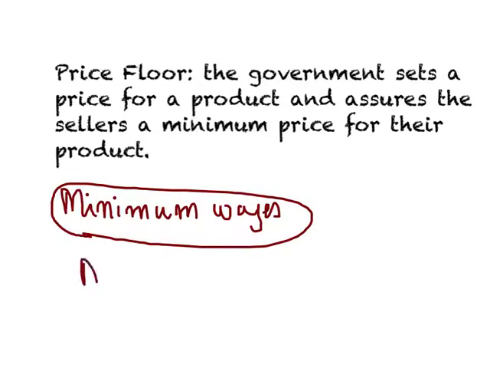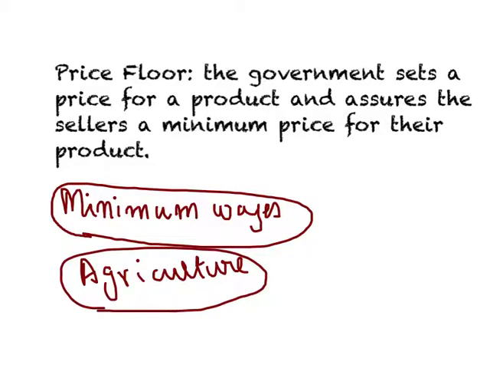For example, in agriculture, different governments around the world use it to protect the interests of farmers. In the case of the US, it is wheat and corn. In the case of Japan, it is rice. And in the case of the European Union, it is sugar. And similarly, you'll find other examples of price floor.